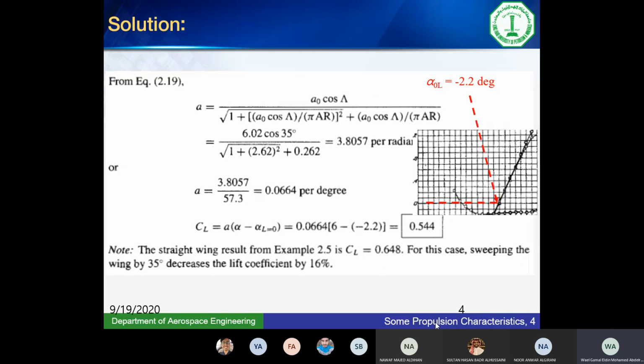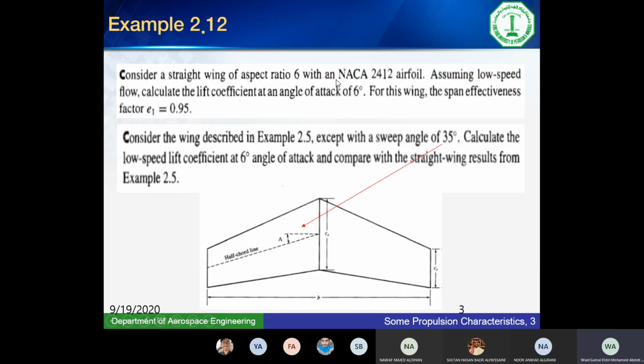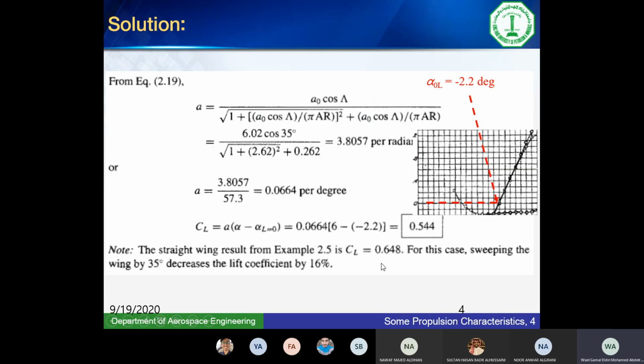Okay, so the second part of the question was to compare this value that you had, the CL, to the CL that I would get from the unswept wing from problem 2.5. Now we're not going to calculate it here, it was already calculated in 2.5 to be 0.64. So CL is 0.64. Now I need to emphasize the difference between three numbers here. That should be very clear in your mind.